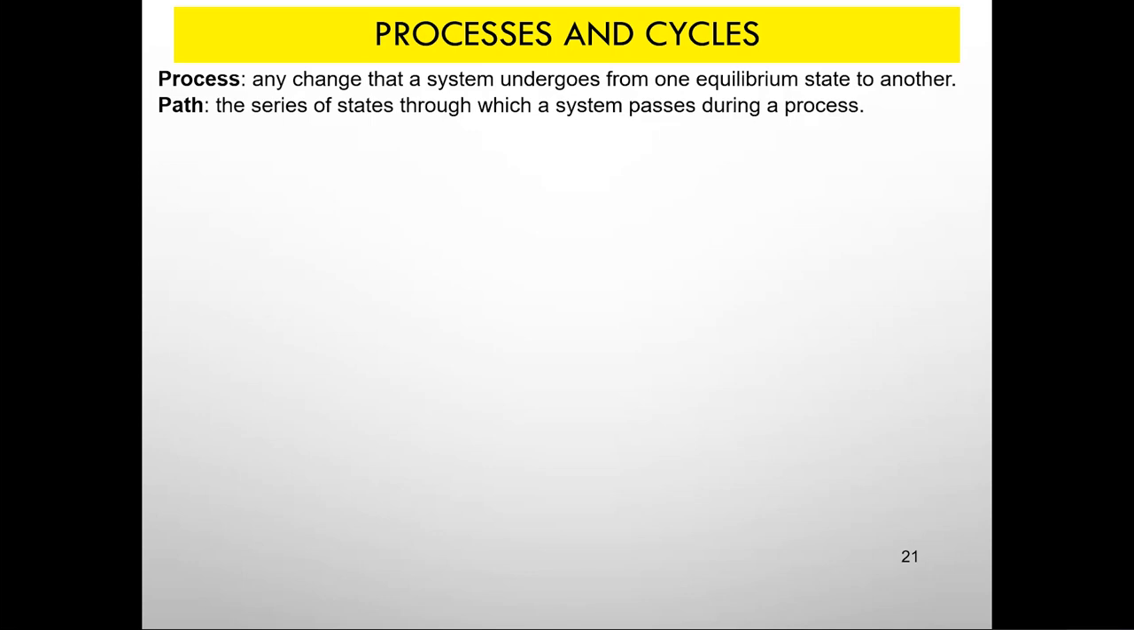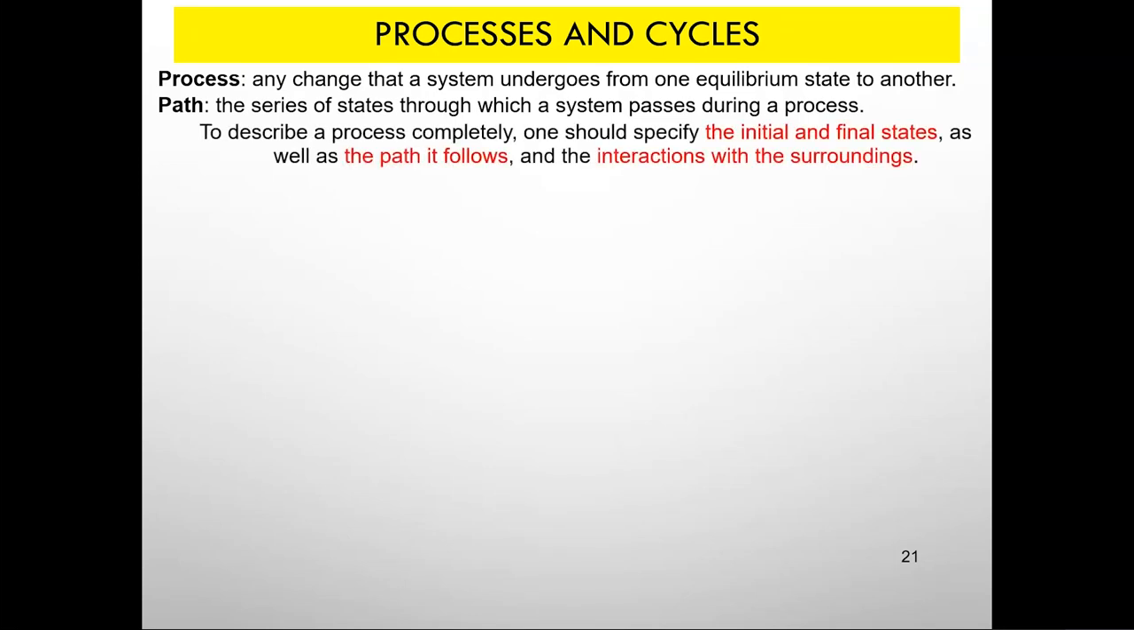We'll try to have an understanding of this, but before that, how do you define the process completely? Number one, you should have the initial and the final states clear to you. Good enough? Then the path it follows should be known to you. And number three, if there is any interaction of the system going from one state to another, the interactions that take place between the system and the surroundings should be clear to you. Clear enough?